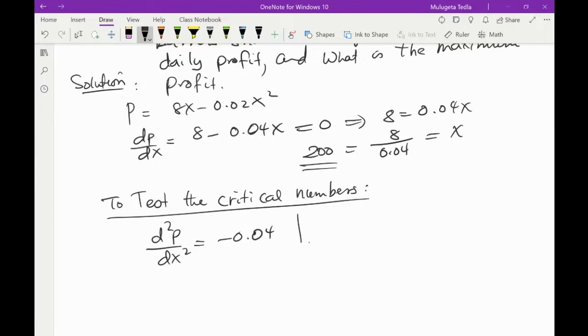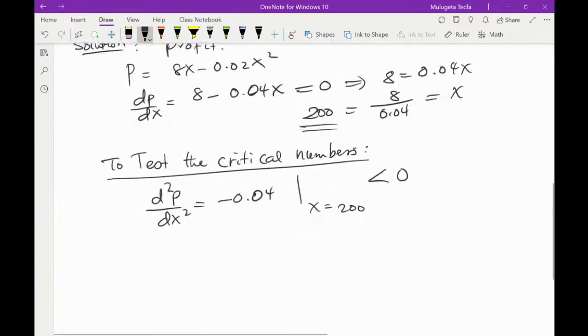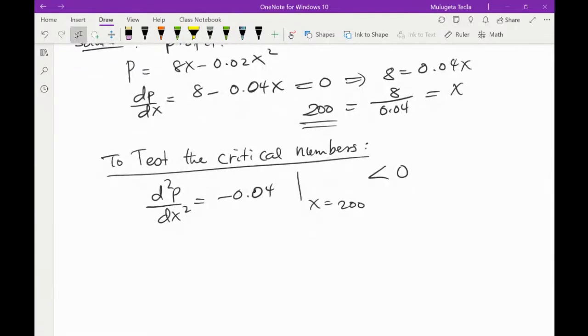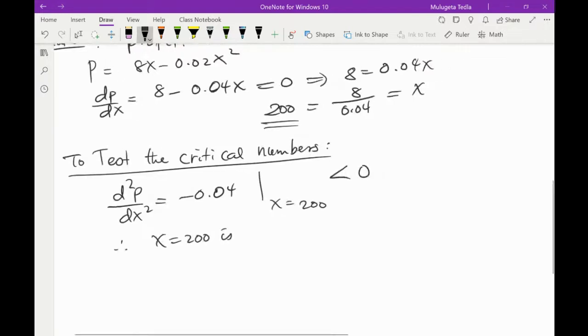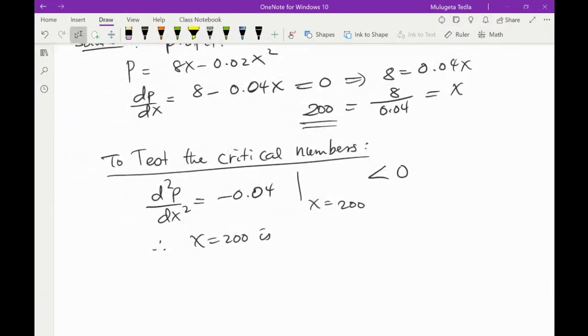So for the critical number x equal to 200, this is negative anyway. If it's negative, then the critical number is a point of maximum, right? Therefore, x equal to 200 is a point of maximum, or the x coordinate of the maximum point.